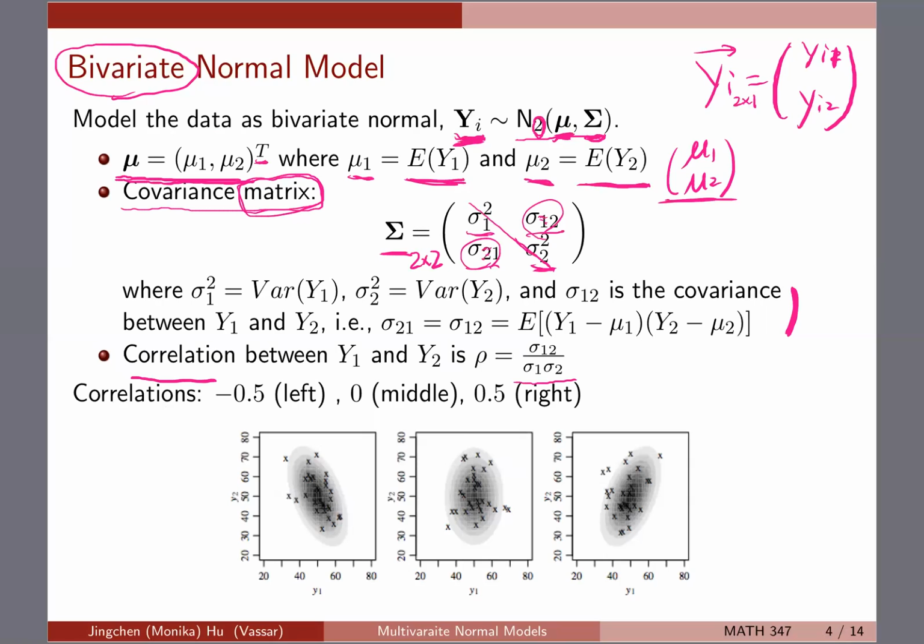And down here, I give you three different plots. This is when covariance is 0, in which case the points just randomly scatter around. The left one is correlation negative 0.5 and the right one is positive 0.5.